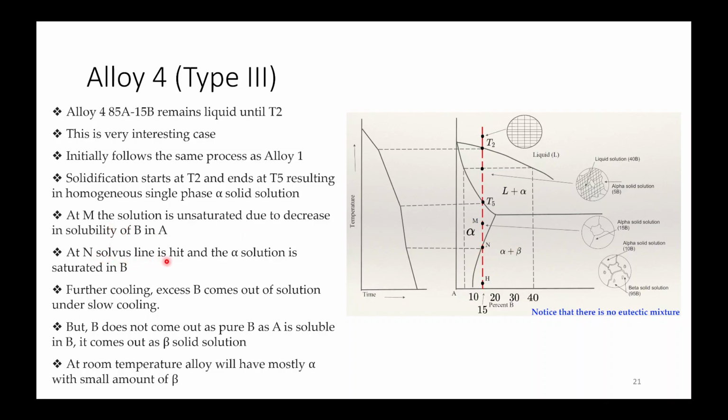At N, the solvus line is hit and the alpha solution is saturated in B. On further cooling, excess B will come out of solution under slow cooling, and B does not come out as pure B, as A is soluble in B, so it comes out as beta solid solution. At room temperature, your alloy will have mostly alpha with a small amount of beta. This type of structure will give you precipitation type of hardening.